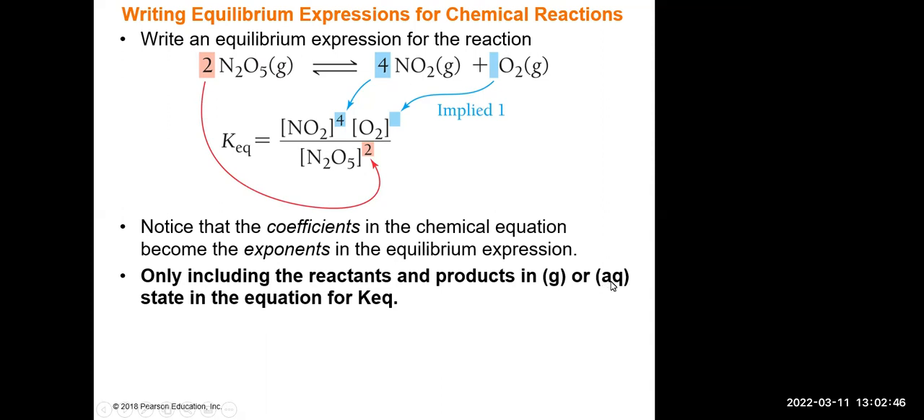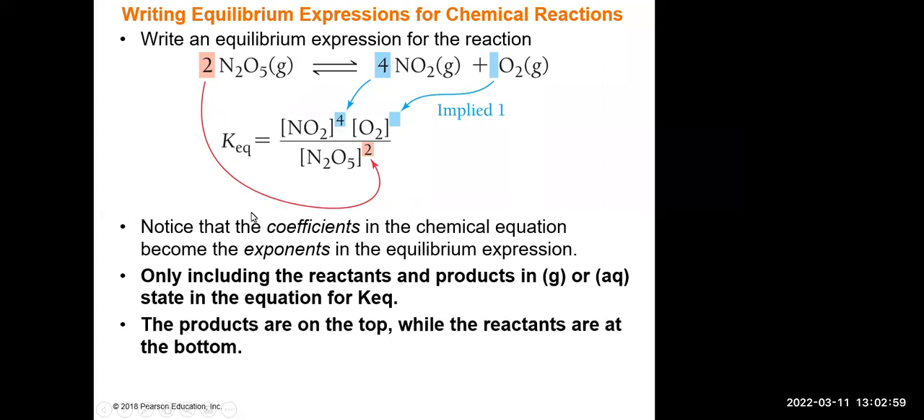If they are in the AQ state, which means aqueous, we also include them. If they are in the liquid or solid state, we will not put them in the expression for the KEQ. Okay, so the products on the top, reactants at the bottom. If there is more than one product or more than one reactant, this means we multiply them.